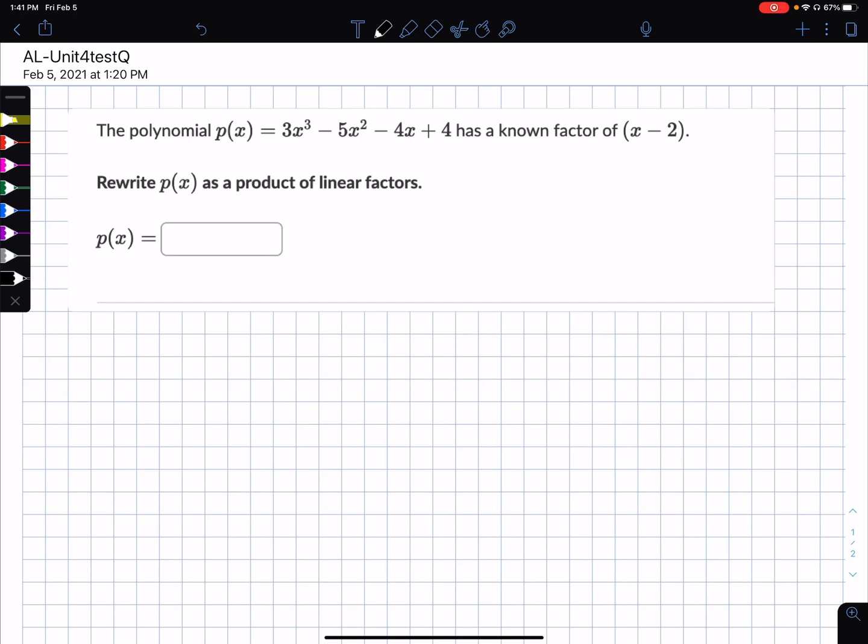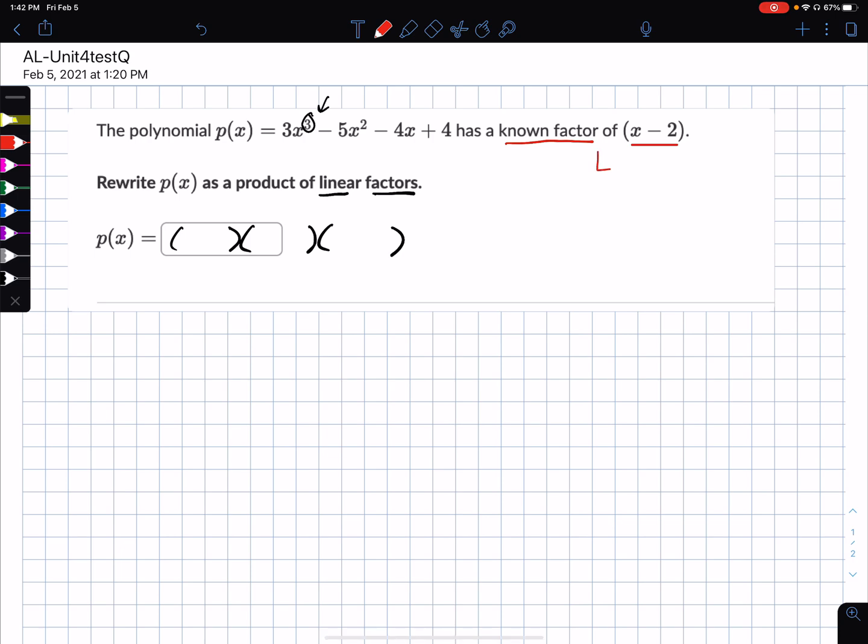Okay, on this question, we have to ultimately rewrite p of x as a product of linear factors. Because it's a cubic, I can hope to get this into as many, but no more than, 3 linear factors. The big clue, the breakthrough they give us, is they tell us a known factor is x minus 2.